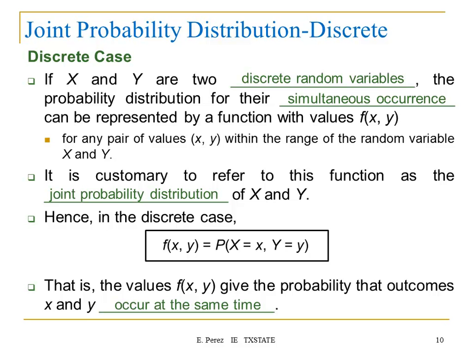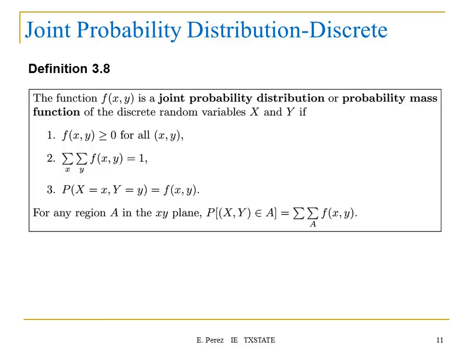So now we have the formal definition, and this is coming from your textbook. This is definition 3.8. The function f(x, y) is a joint probability distribution or probability mass function, again dealing with discrete random variables first, of the discrete random variables X and Y if it satisfies these three conditions. We saw these conditions for the case in which you have only one random variable. These are the same conditions, but now stated for two random variables.